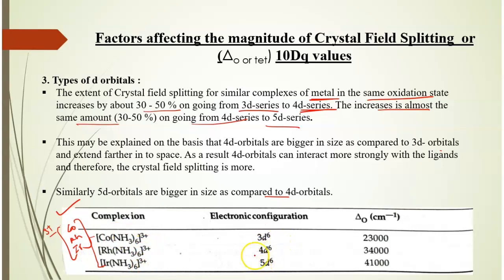So on going from the 3d to 4d to 5d series, all of them have the same oxidation number. But 5d orbital being larger in size, it is going to have greater CFSE value as compared to 4d, which is going to have greater CFSE value as compared to 3d. So that is all about it.